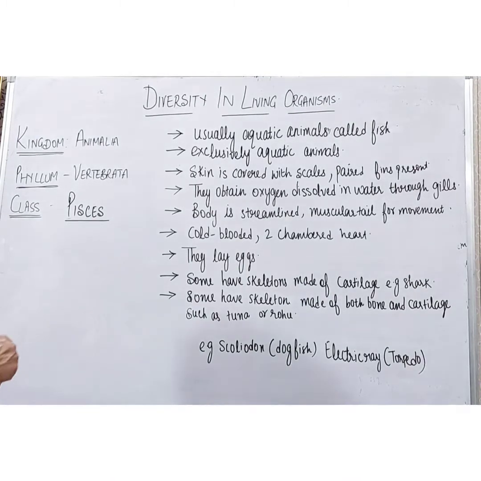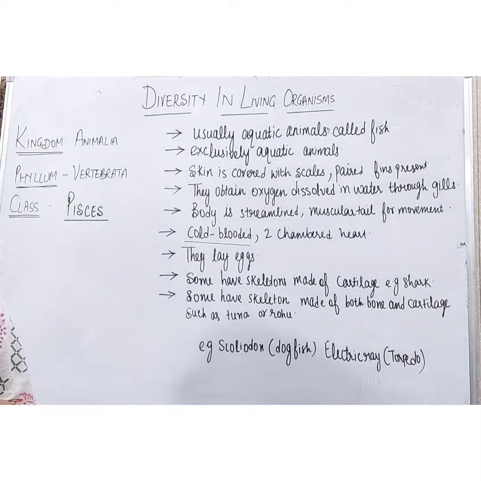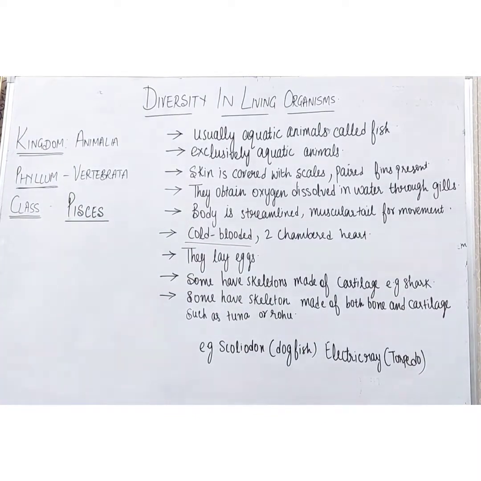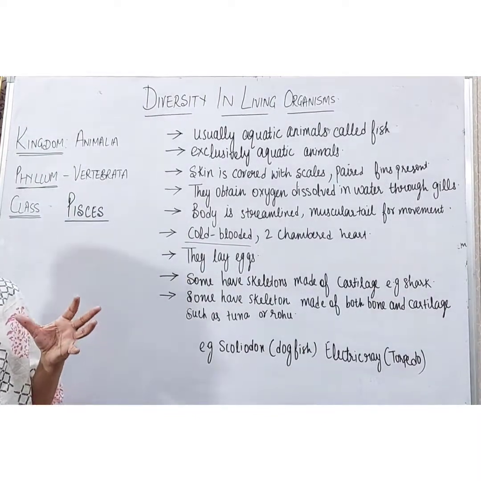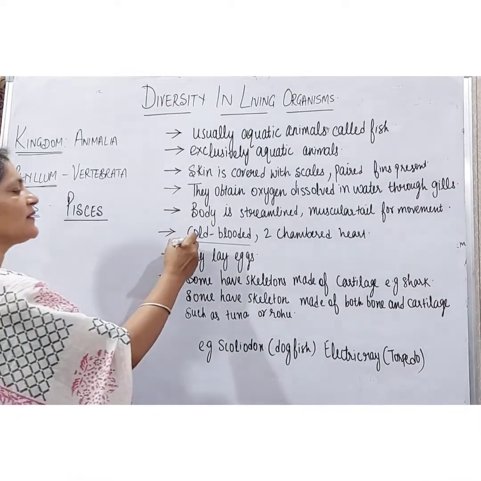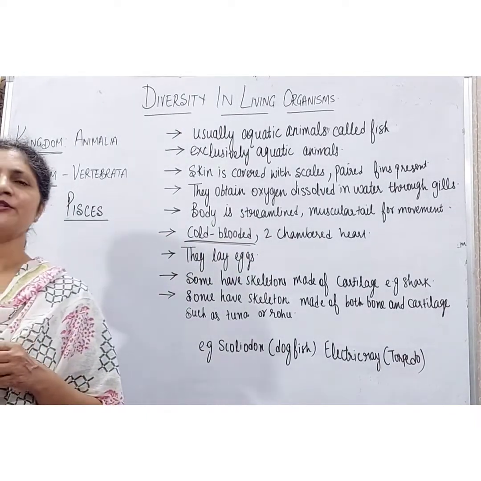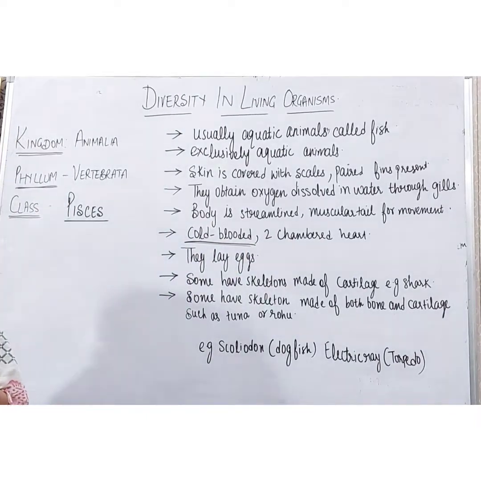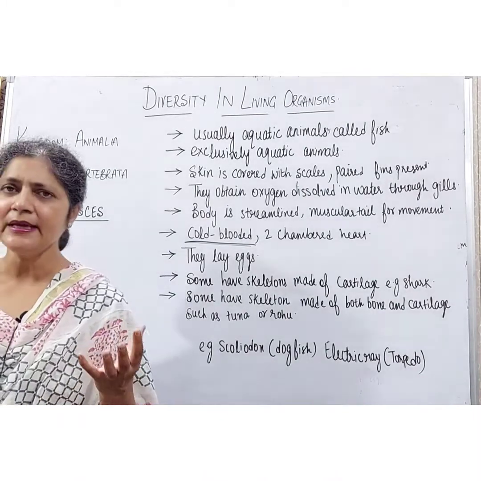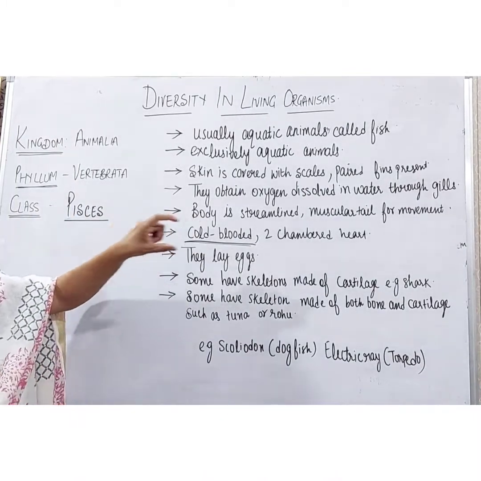The next feature is they are cold-blooded. What is the meaning of cold-blooded? Their body temperature changes with the outer temperature, right students? When the body temperature changes with the outer temperature, and they adjust to it, these animals are known as cold-blooded animals. So the Pisces are cold-blooded animals.